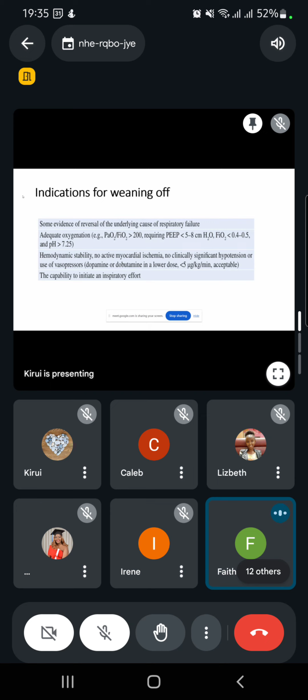So when you check the partial pressure, the patient is able to maintain their own partial pressure of oxygen. They're able to maintain their own PEEP. They're able to maintain their own FiO2. The pH is now normal. Then the patient is hemodynamically stable. Then also the patient is able to initiate the respiratory effort by themselves.